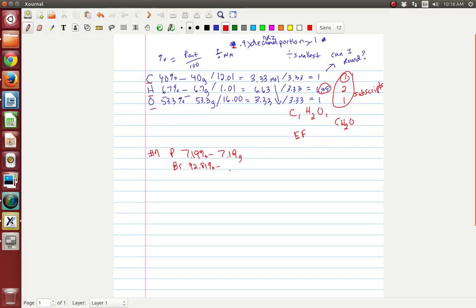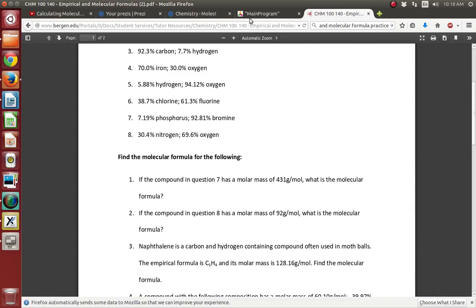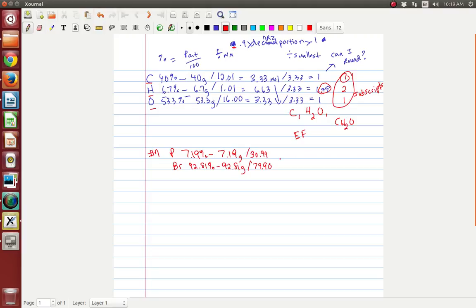92.81 grams. All right, step 2, turn all the grams into moles using molar masses. So I need to know the molar mass of phosphorus and bromine. I went ahead and pulled up the molar mass of phosphorus and bromine from the periodic chart. 30.97 for phosphorus, and bromine is 79.90.